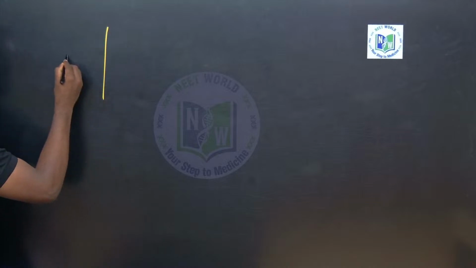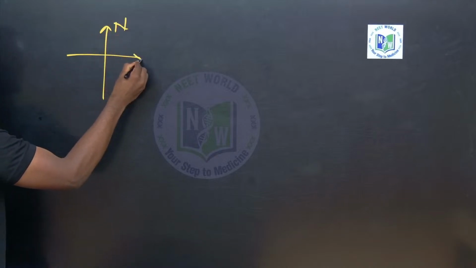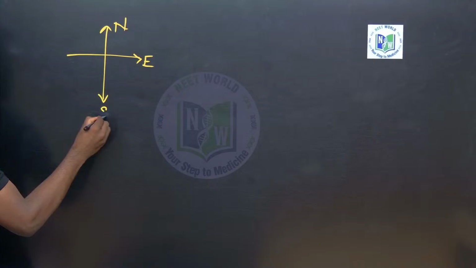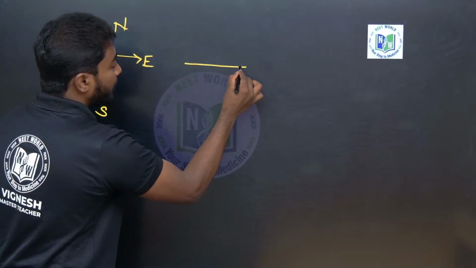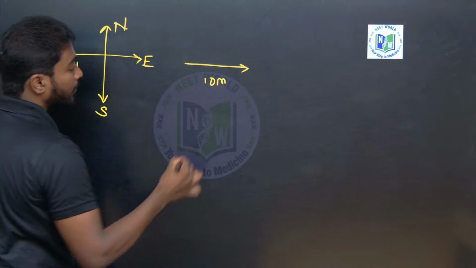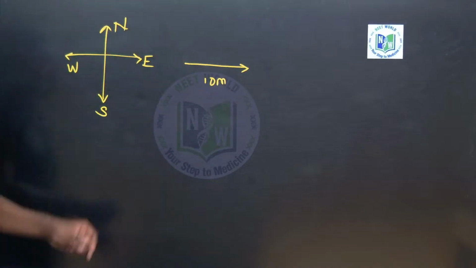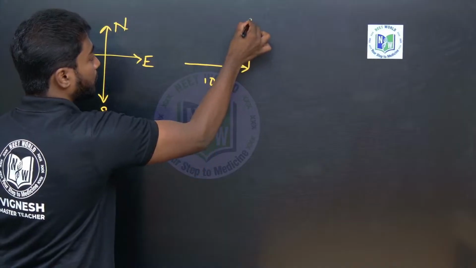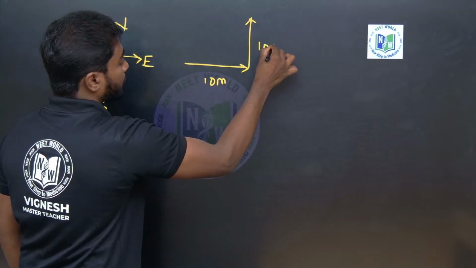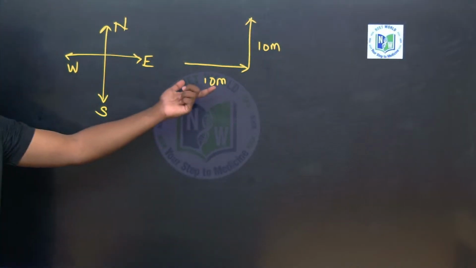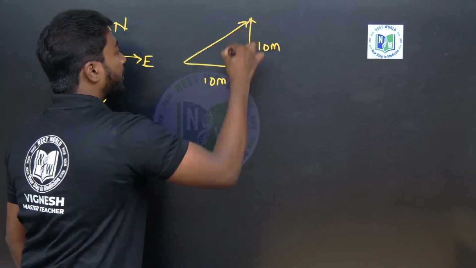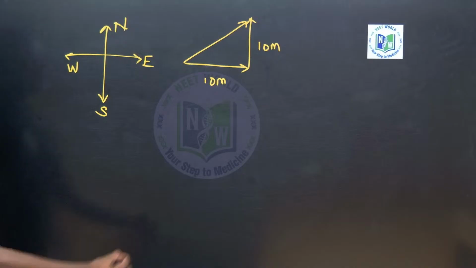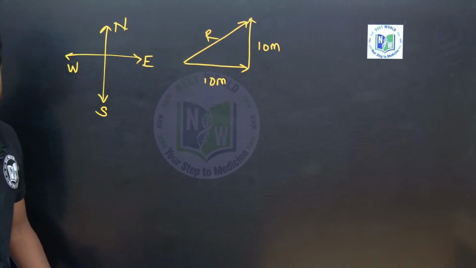So listen, this is the compass, right? North, east, south and west. So they are saying 10 meter east, right? Then 10 meter north. Is this looking like vector 1, vector 2? So I can apply the triangle law, no? So this will be my resultant vector.